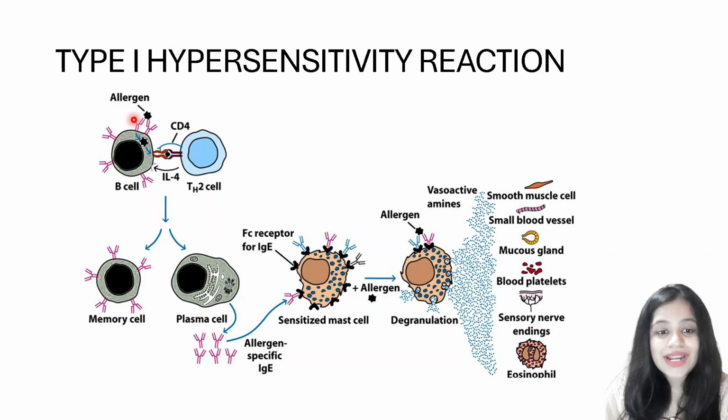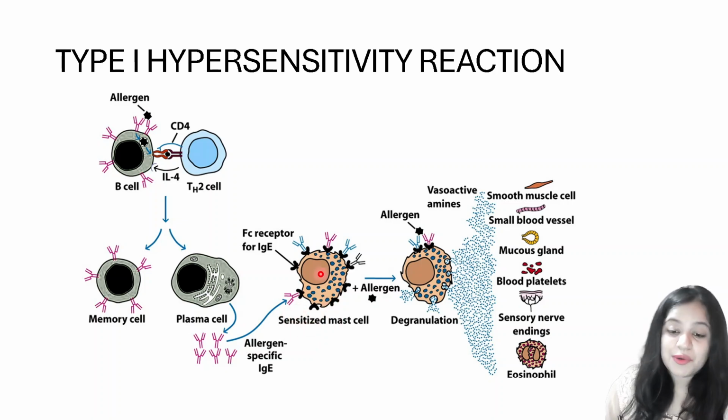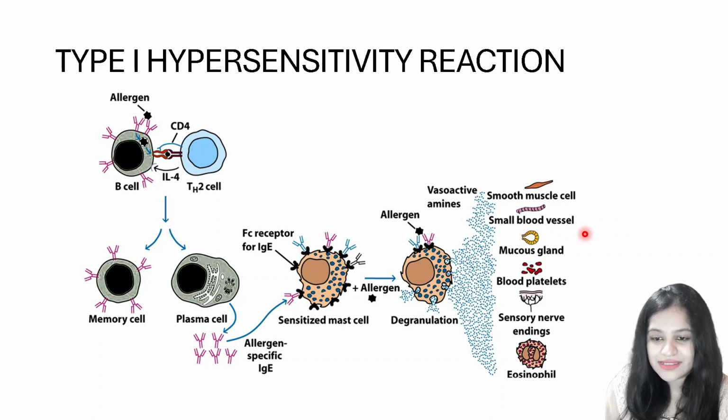What had happened? Your allergen has come in contact with your antigen presenting cell. Your antigen presenting cell has given this antigen to your T helper cell. Your T helper cell has converted into your T helper 2 cells. It has released interleukin 4, which has stimulated your B cell to release from plasma cells what? IgE. Now this IgE has come and bound to your mast cells. It has become sensitized. So now when your allergen comes, there is degranulation releasing vasoactive amines. And then there is smooth muscle cell contraction, small blood vessels. They'll act on mucus gland, blood platelets, sensory nerve ending and eosinophil.